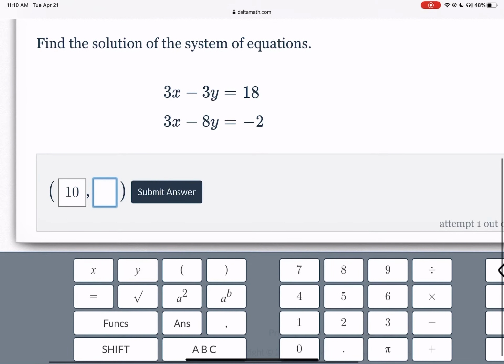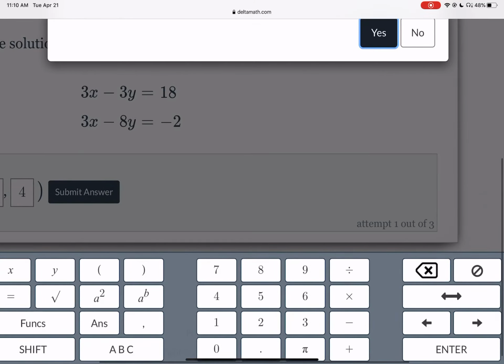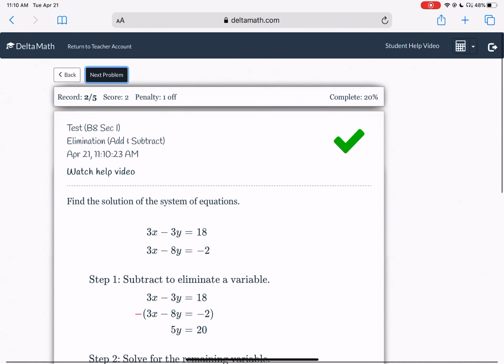This is x is 10 and y is 4. And there we go.